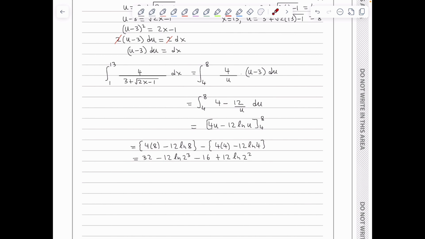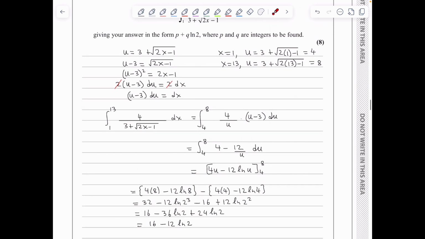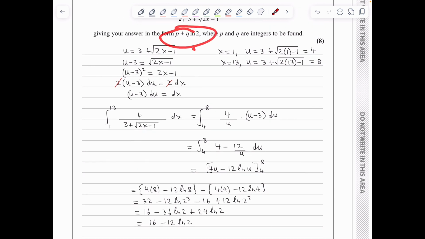So 32 minus 16 is simply 16, and the 2 to the power of 3 here, the 3 can come down, so we're looking at minus 36 ln 2 plus 24 ln 2, so we're looking at 16 minus 12 ln 2, which matches the form that we were asked to give our answer in. So 16 minus 12 ln 2 is our final answer.